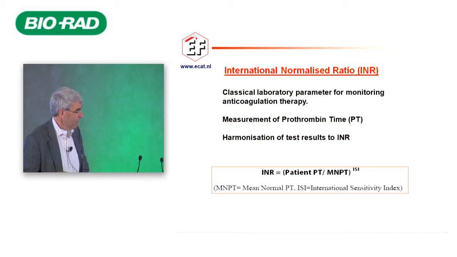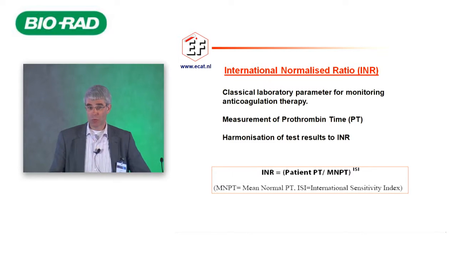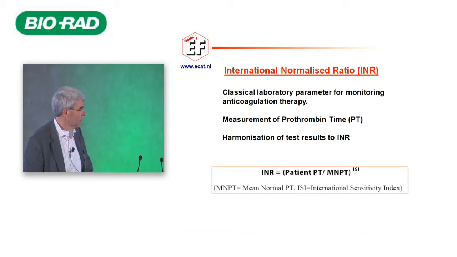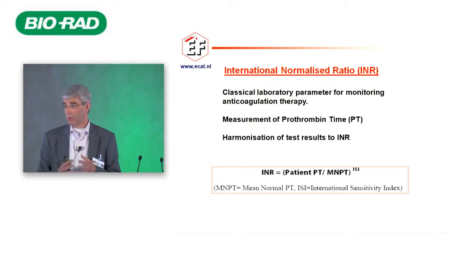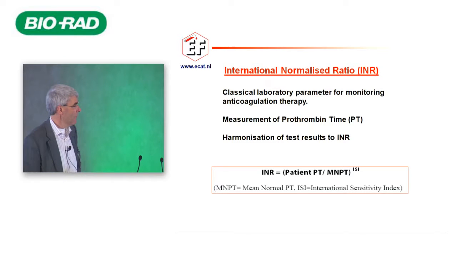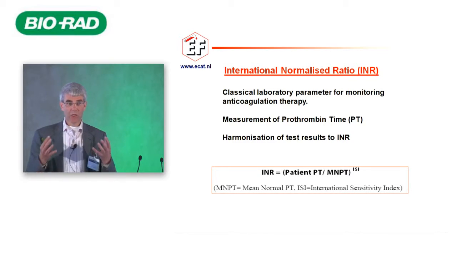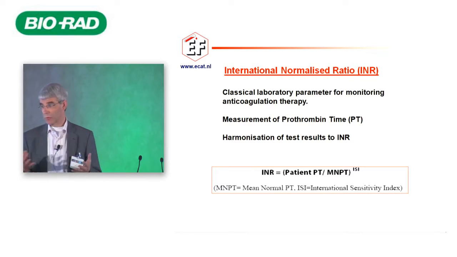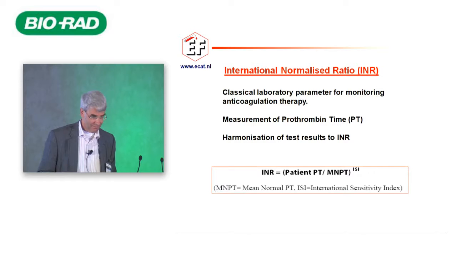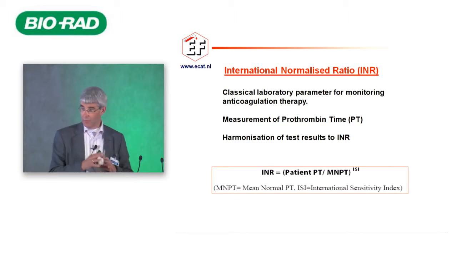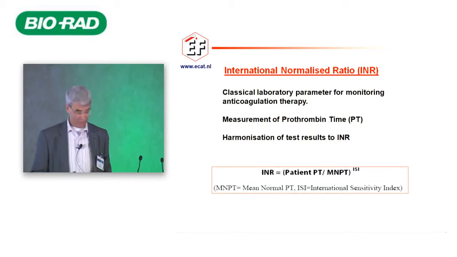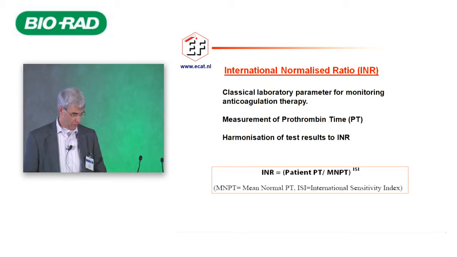And this harmonization includes that you refer your patient's PT measurement to a mean normal PT, so that is of a group of healthy volunteers, you measure the average PT, and you include the so-called International Sensitivity Index, and that includes the sensitivity of the PT reagents to the different clotting factors. So we think with this manner that we make prothrombin time measurement comparable between laboratories and also between different reagents.